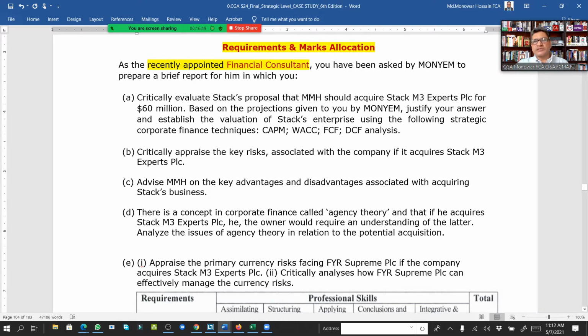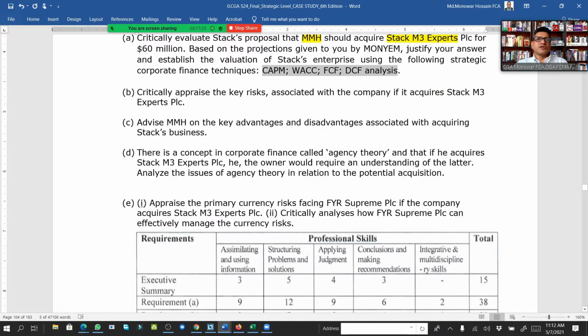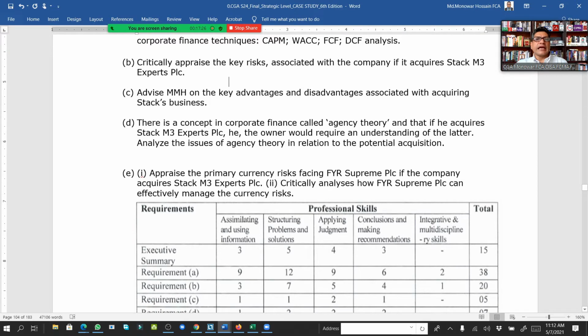MMA is one proposal within the question: should acquire 3 expert PLC, another company, for 60 million, based on the project given to you. Justify your answer and establish the valuation using the following methods, for example CAPM, weighted average cost of capital, FCMA, DCF, etc. Critically appraise the risks associated with the companies and advise MMA on the key advantages of acquiring that business.